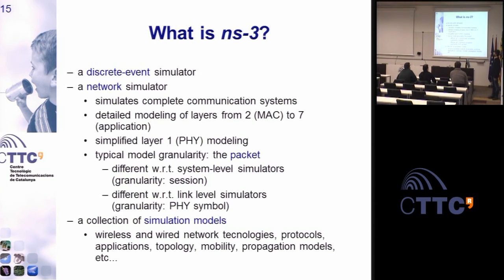And what do we mean by complete? In general, we mean including detailed models from layer 2, the MAC layer, up to the application layer. For the physical layer, it is typical of a network simulator, and it is true for ns-3 as well, that the physical layer is modeled in a simplified fashion. This is normally because of scalability issues: if you want to simulate a very large network, you cannot afford to have a very fine-grained detail at the physical layer.